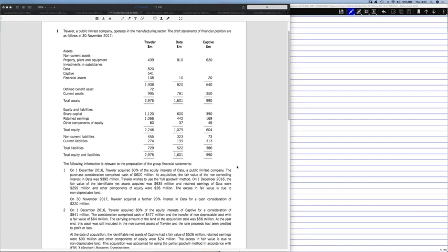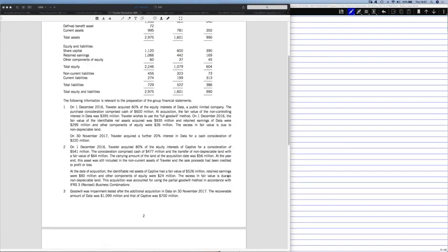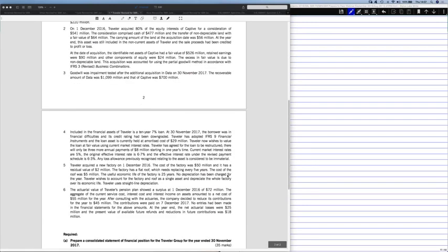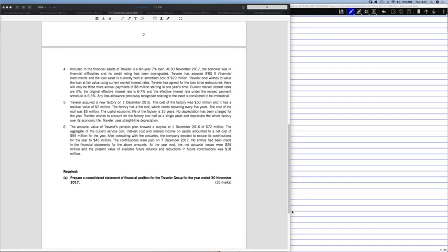This is the consolidation question from the P2 exam from December 2011. That's quite a few years ago. And I'm going to take you to the requirements for this question, which is a classic P2 question. It is a requirement to prepare a consolidated statement of financial position for the Traveller Group for the year ended the 30th of November 2017. I brought this up to date, so I've amended the dates.